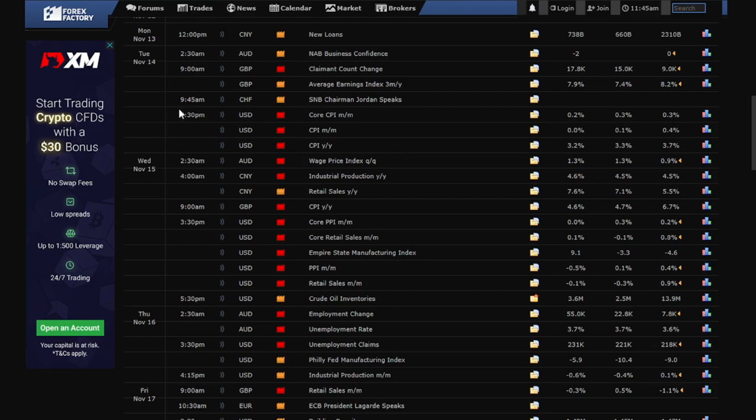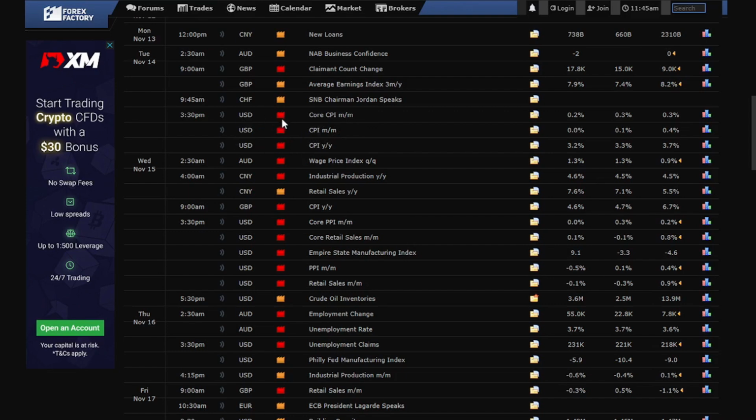Let's go for an example. We have CPI. CPI happened on Tuesday, November the 14th, at 3:30 p.m. USD, this is the currency. And core PPI, CPI, stuff like that.